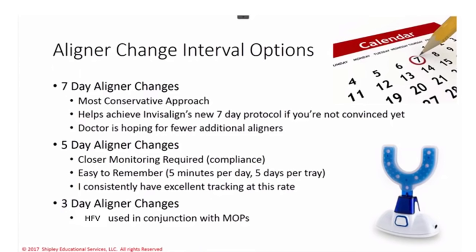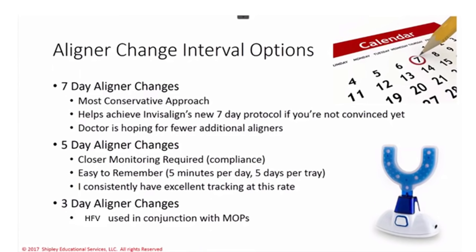So if you're a more conservative doctor, a more conservative approach, you could take the stance of, okay, we're going to go ahead and embrace this 7-day aligner protocol recommended by Align, but just to be safe, we're going to back it up with some aligner seating with the V Pro 5 to make sure that we're getting the aligner seated all the way. So the doctor is hoping to get fewer additional aligners on refinements because we're getting better aligner seating. The other option would be to do 5-day aligner changes.